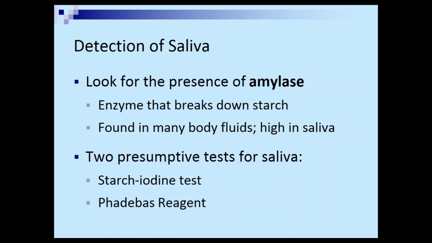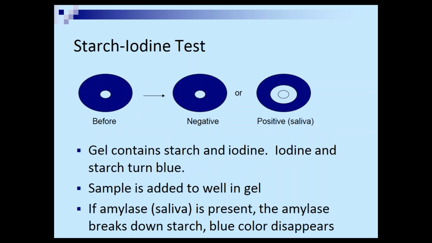But the way that we detect amylase is not through some complicated chemical reaction. Actually, all of these involve detecting whether the evidence sample is breaking down starch. Now, we're not just going to rub a potato on the stain and see if it starts to dissolve, but there are two tests that we can do that involve starch. One is the starch iodine test. The other is something called Fadibus reagent that also involves starch.